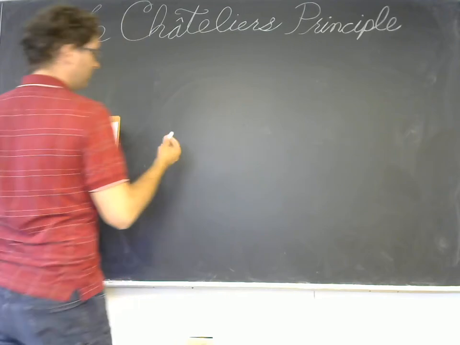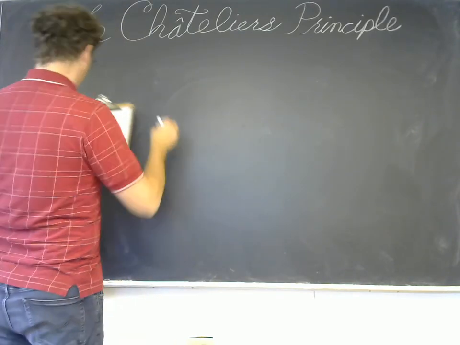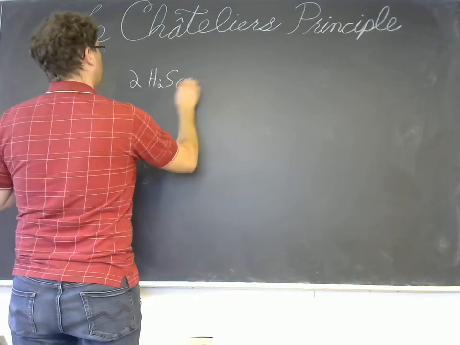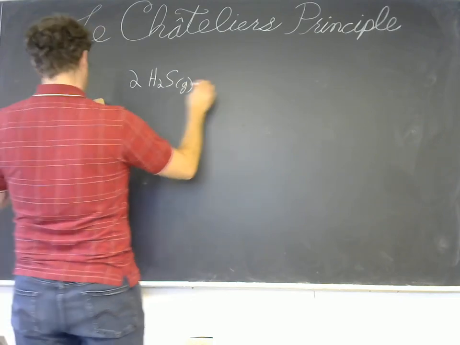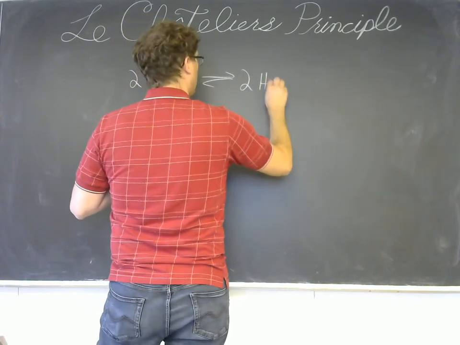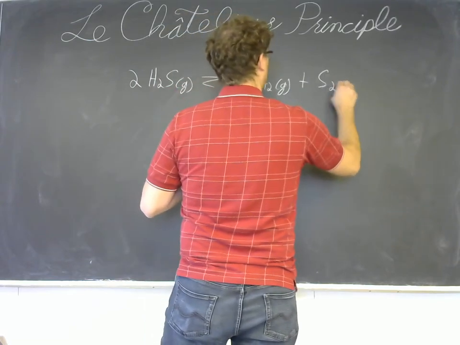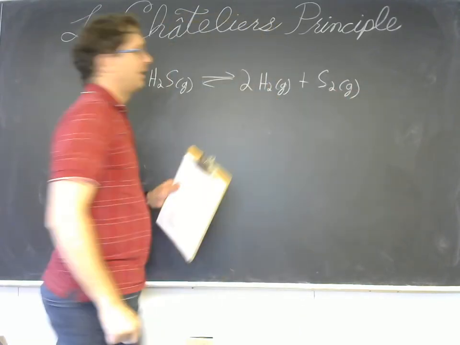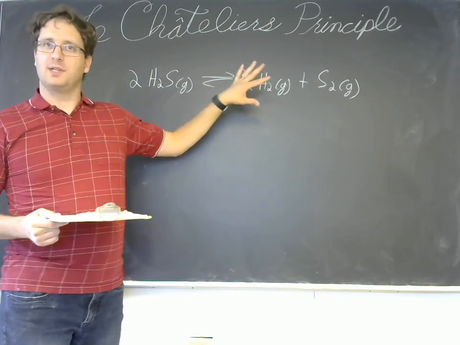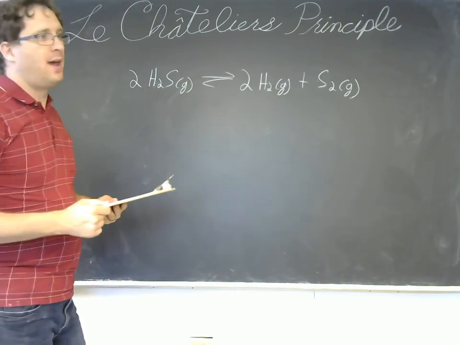And so let's first talk about adding or removing product. Let's consider this reaction right here. 2H2S gas is in equilibrium with 2H2 gas plus S2 gas. Okay, there's our equilibrium. If we assume that this reaction has come to equilibrium and then we add or remove reactants or products, how is it going to respond?